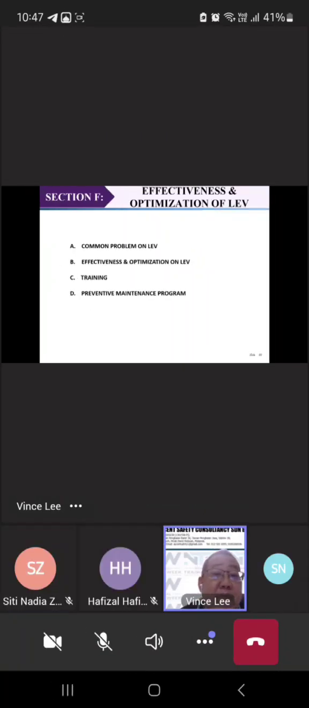Common problems on LEV: effectiveness, standardization, LEV training, and preventive maintenance. This will be where most of the current users will have issues. In most cases, common problems, you have incorporate wrong type of LEV design, right? Where the systems are not designed by an engineer. There are no air cleaners. No chimney, or it is not correct. Insufficient stack height.